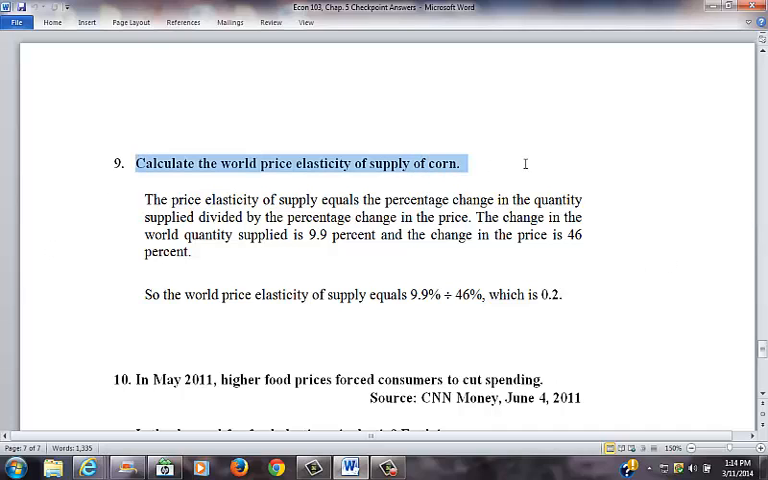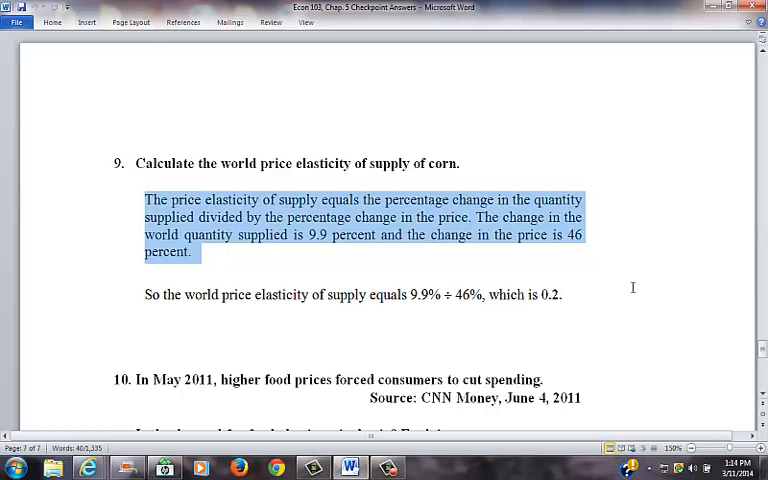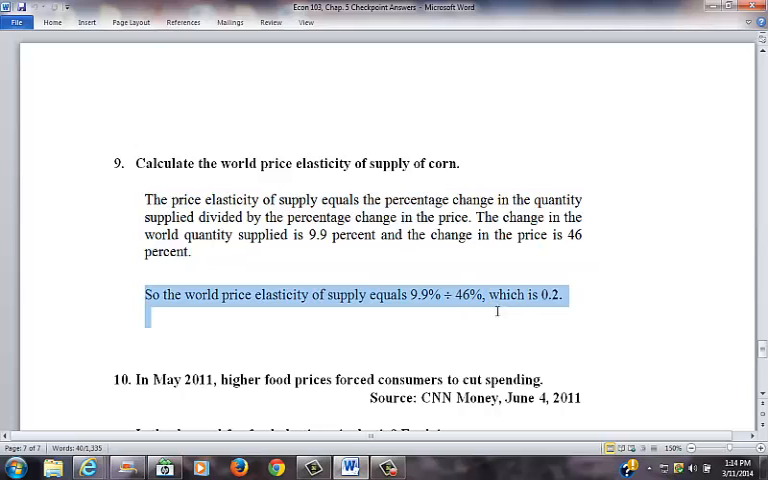Question 9. Calculate the world price elasticity of supply of corn. The price elasticity of supply equals the percentage change in the quantity supplied divided by the percentage change in the price. The change in the world quantity supplied is 9.9%, and the change in price is 46%. So for the world price elasticity of supply, that would equal 9.9% divided by 46%, which is 0.2.